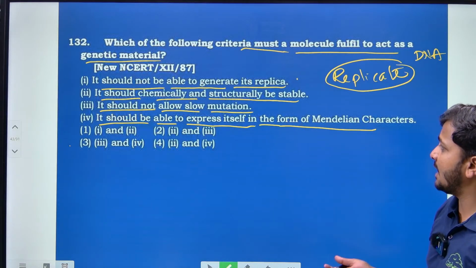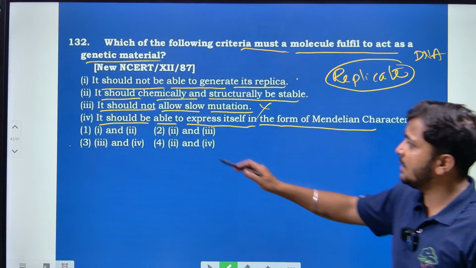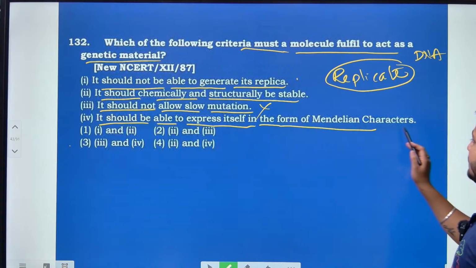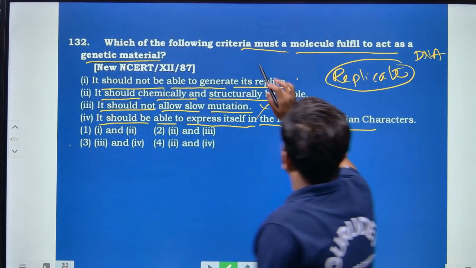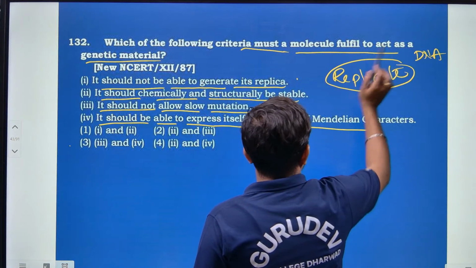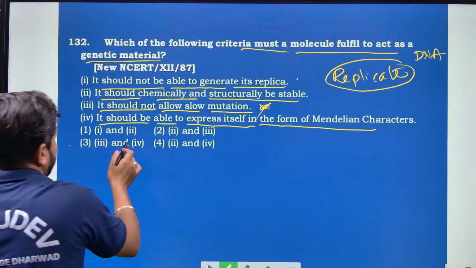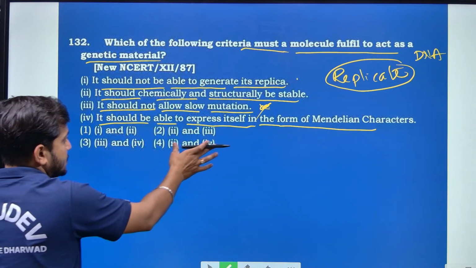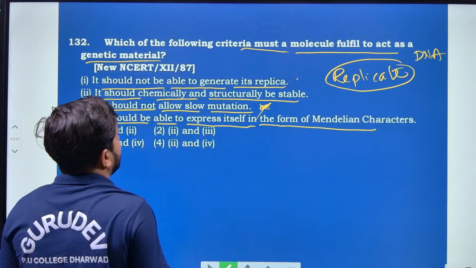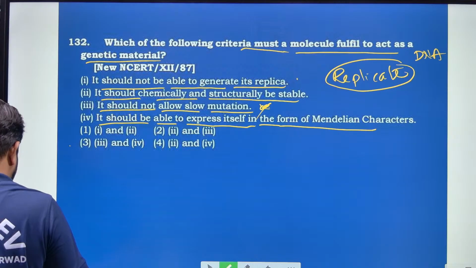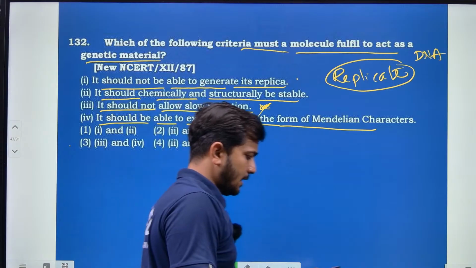If it mutates fast, then definitely we can find out that it is wrong, right? Then it should be able to express itself in the form of the Mendelian character, right? So majorly, the criteria a molecule must fulfill to act as a genetic material: it should allow slow mutation, and it should be able to express itself in the form of the Mendelian character, right?